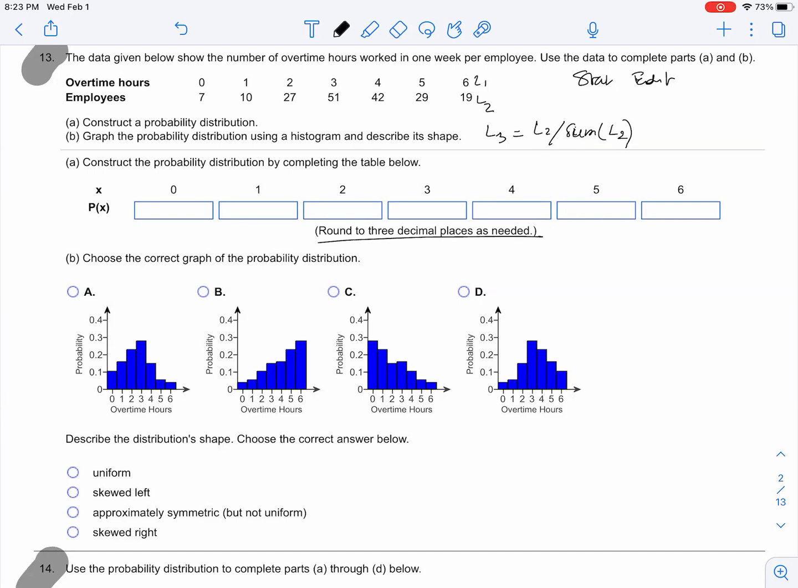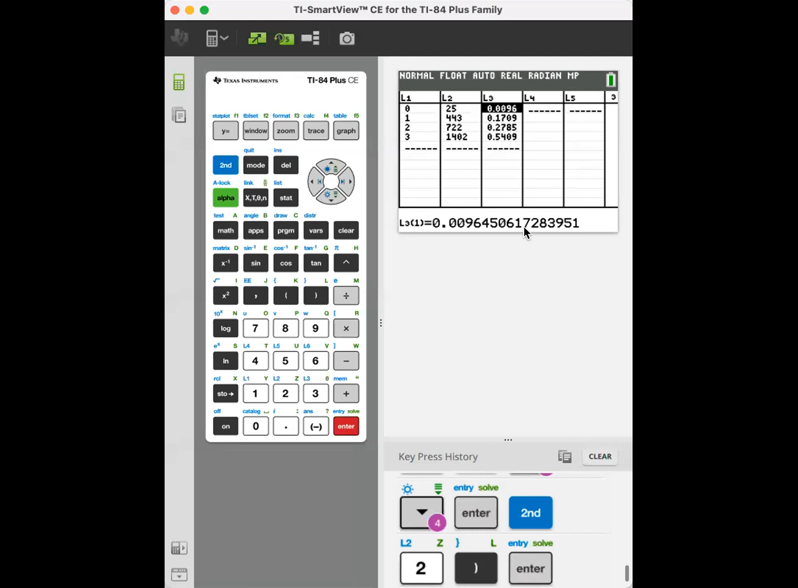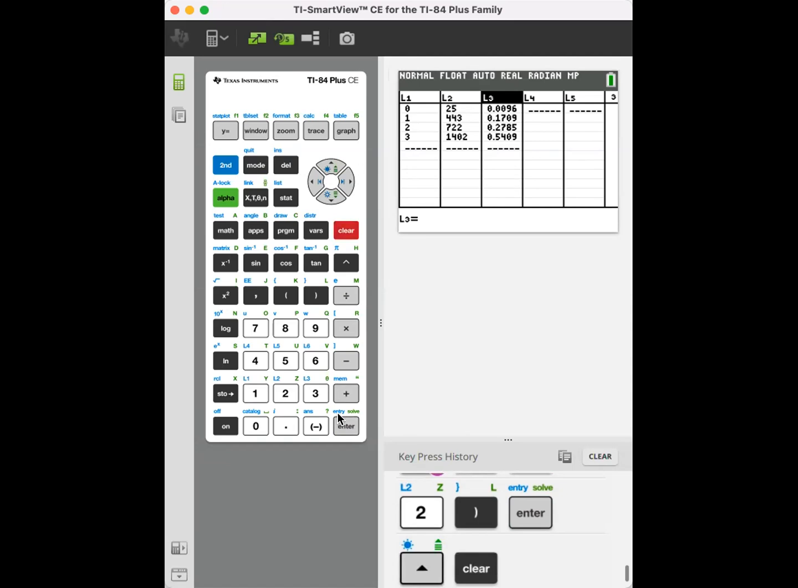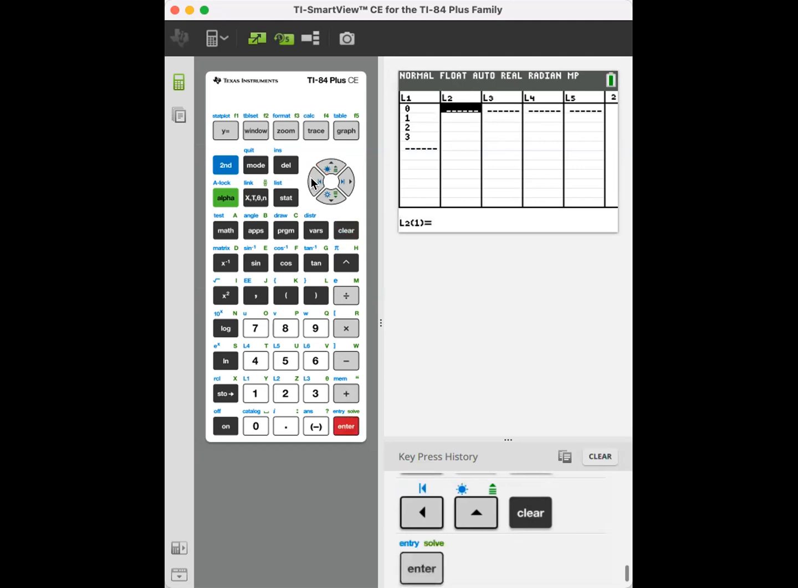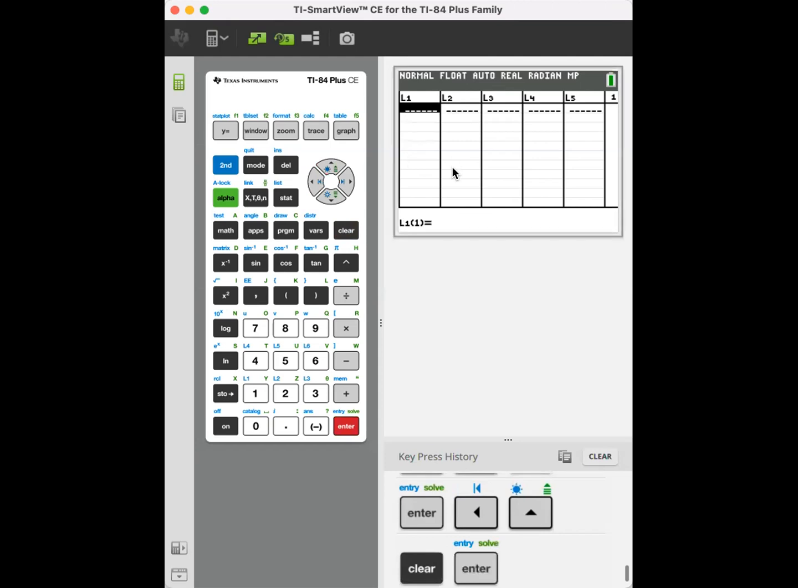So I will switch screen again just to show you how to do it, so you get to be comfortable with this type of work. You have to be comfortable with this type of work. So I'm going to share my screen again. You'll see my calculator, yes? So now remember how to clear. Up arrow, clear, enter. So first thing first, it talks about overtime hours.